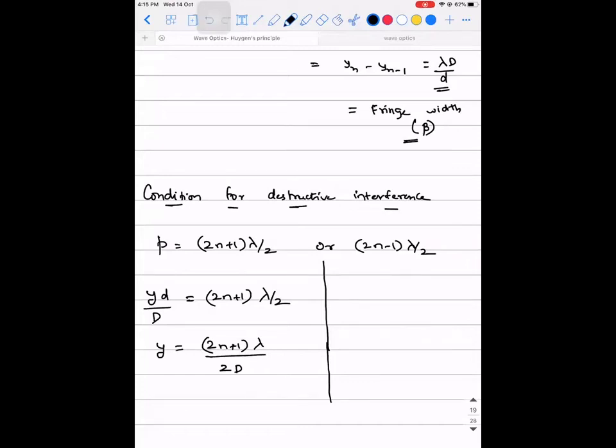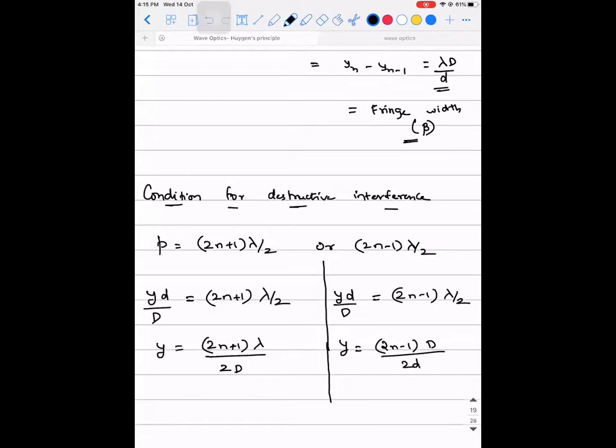Right. Are you guys clear with this? Similarly, if I take y into small d divided by capital D is equal to (2n minus 1) into lambda by 2, then what will be the value of y? y will be (2n minus 1) into capital D divided by 2 times small d. Okay. Now comes the challenge.